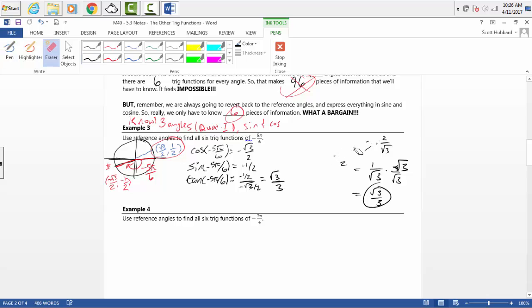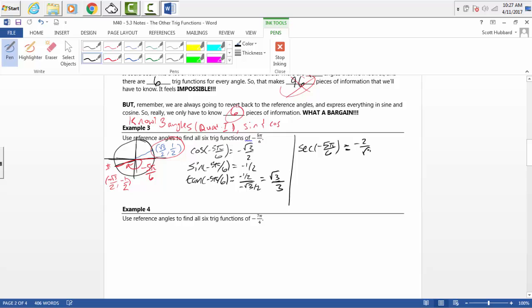Now, the way we find the other ones, cosecant, secant, cotangent, we just take their reciprocals. So that's all. So I know secant is just going to be the flip of cosine. And so it's going to be negative 2 over root 3, which we have to rationalize, and that becomes negative 2 root 3 over 3.